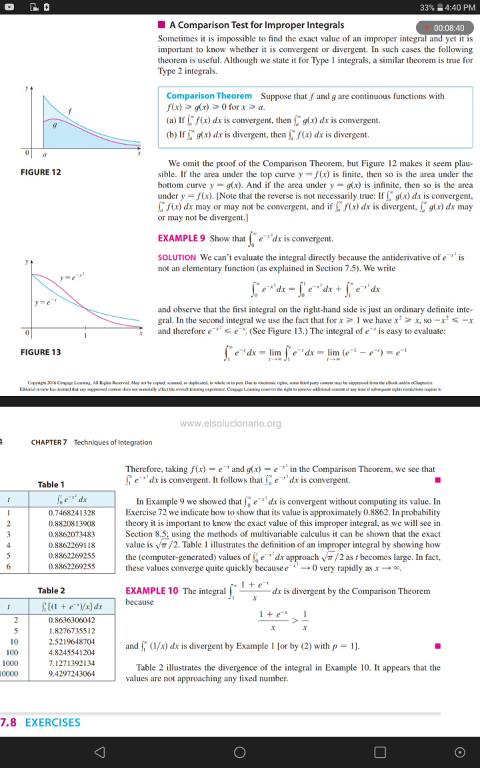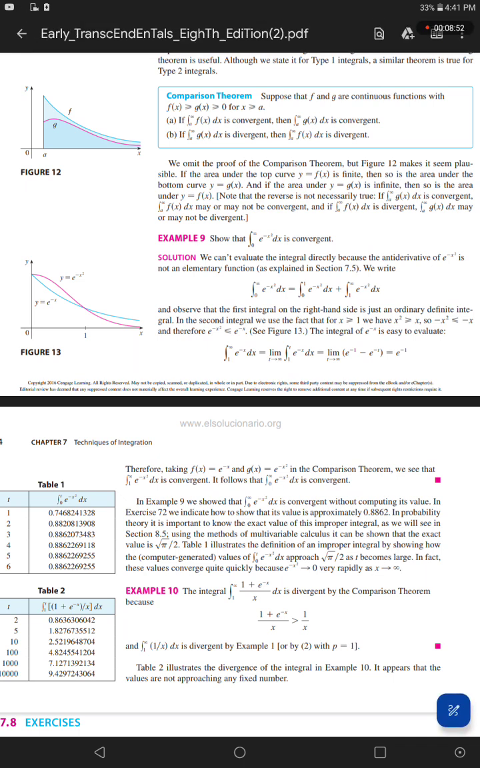The integral of e to the power negative x is easy to evaluate. The integral from 1 to infinity of e to the power negative x dx equals the limit as t approaches infinity of the integral from 1 to t of e to the power negative x dx equals the limit as t approaches infinity of (e to the power negative 1 minus e to the power negative t) equals e to the power negative 1.